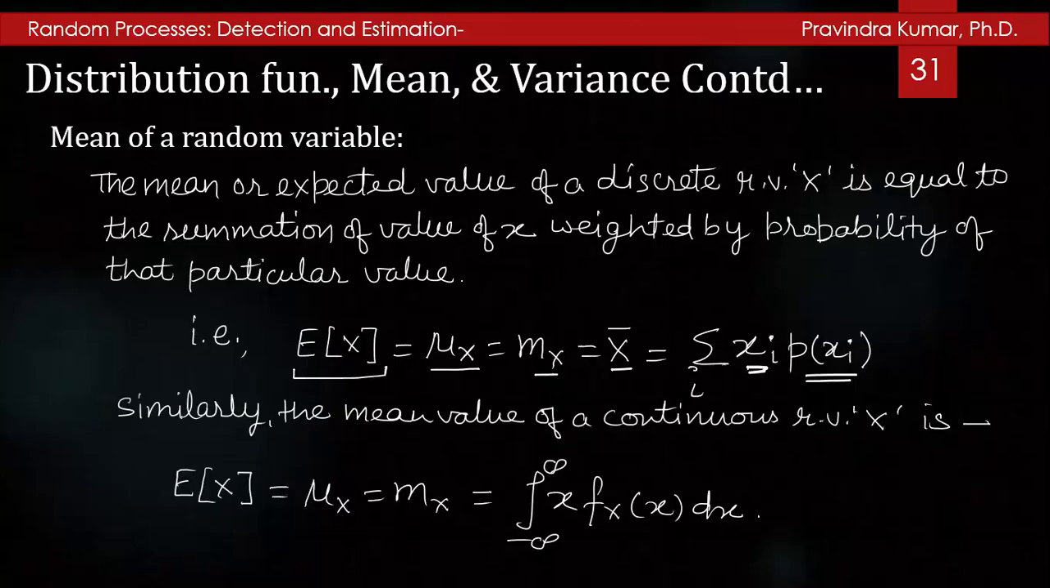And similarly, the mean value for a continuous random variable is the integration from minus infinity to infinity of x times the PDF of the random variable X. So here it is weighted by the PDF of the random variable, and in the discrete case it is weighted by the PMF, or the probability of that particular value.